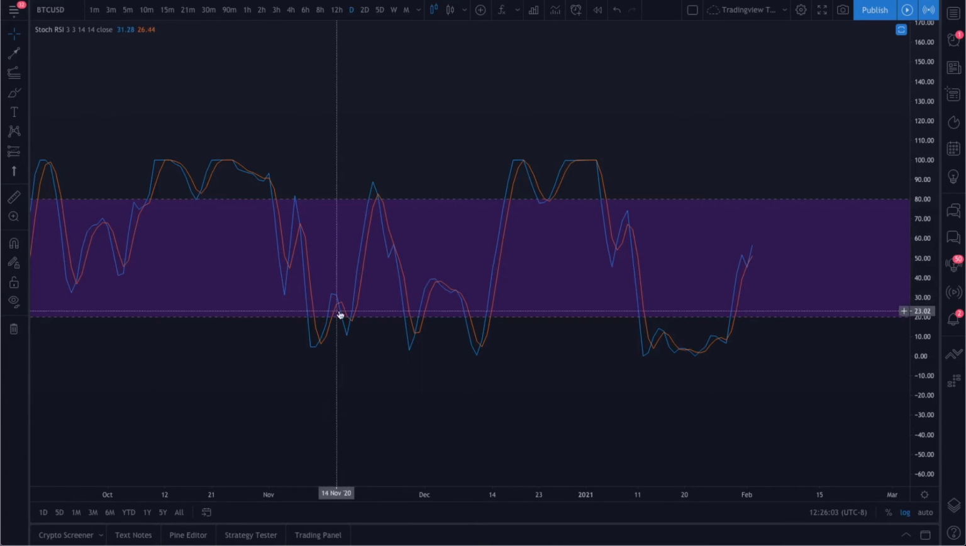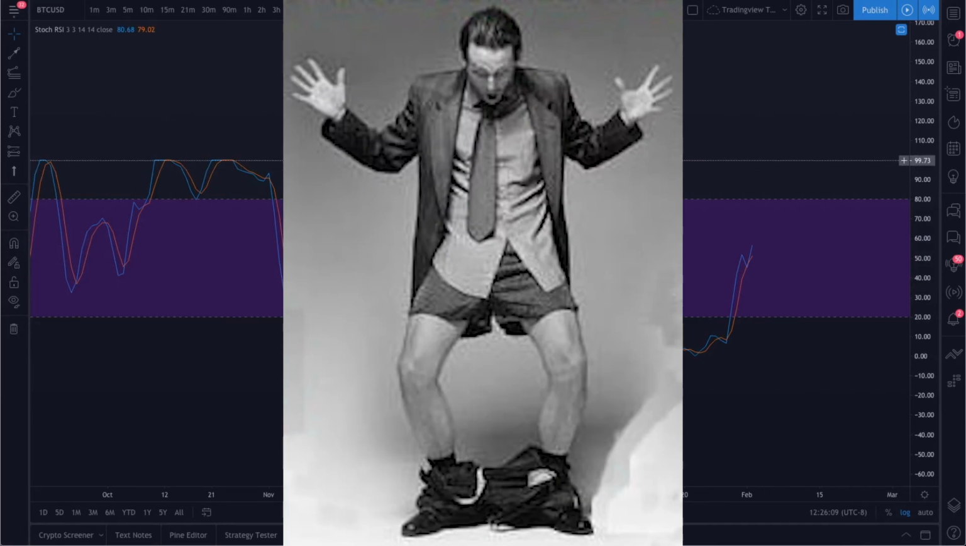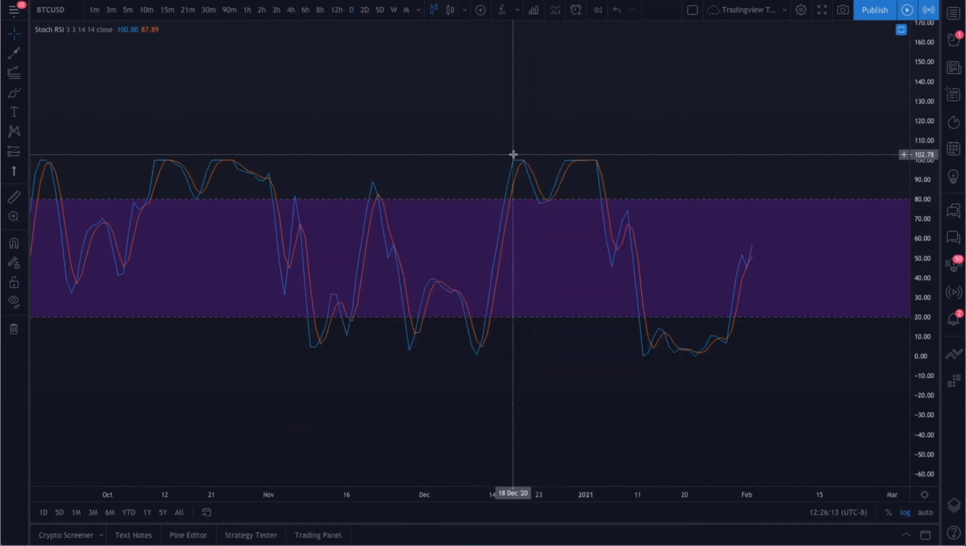So let's go ahead and zoom back out to the daily here, and you will get these fake outs as well. One thing I really haven't mentioned yet is you should not front run any of these signals. That's how traders get caught with their pants down. That's how you end up losing more money than you make.